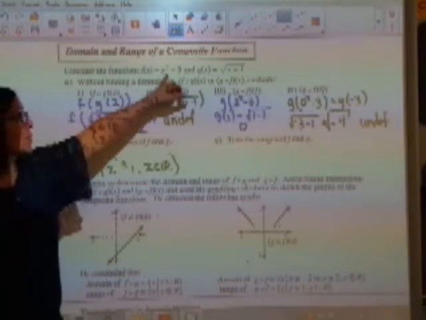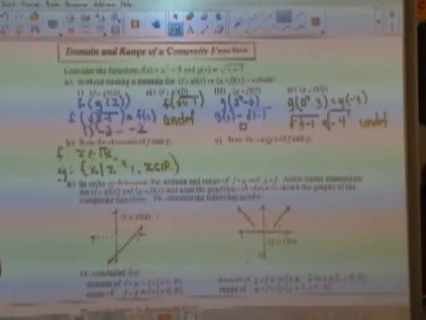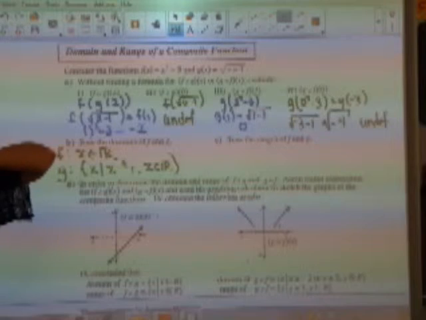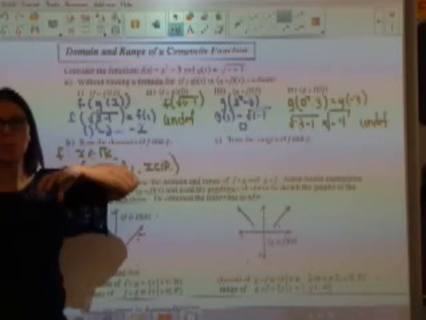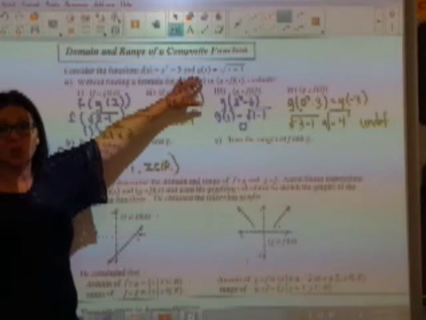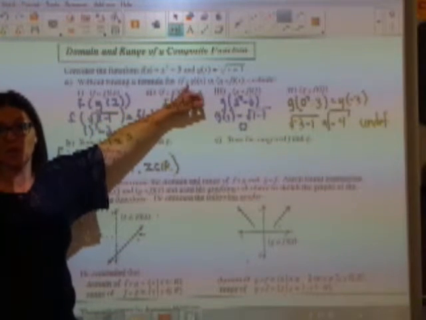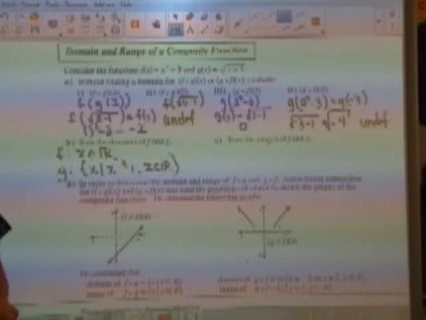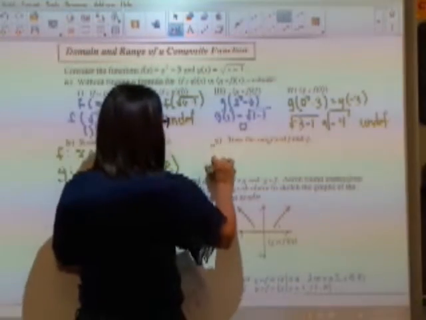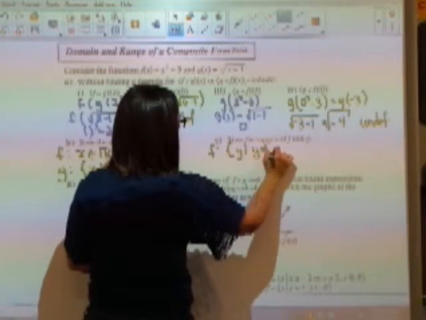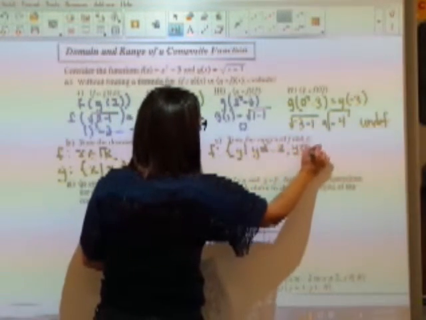So in this parabola, does it open up or down? Up, because it's got a positive x squared. And where's its minimum point going to be? Negative 3, because its vertex is going to be at 0 and negative 3. So it's going to be any value greater than negative 3. So the range is y values such that y is greater than or equal to negative 3.